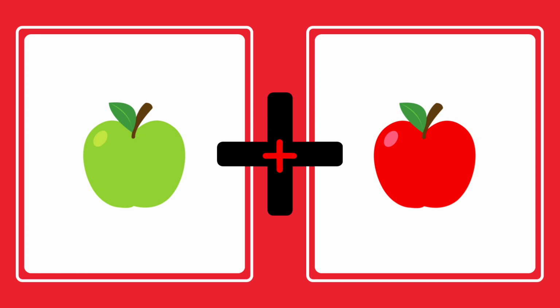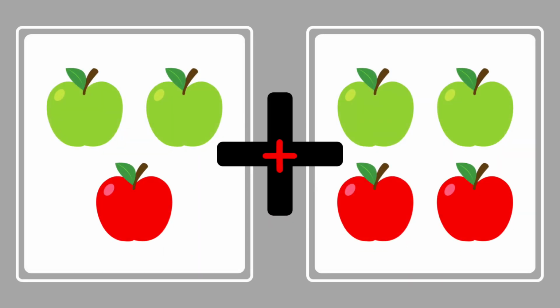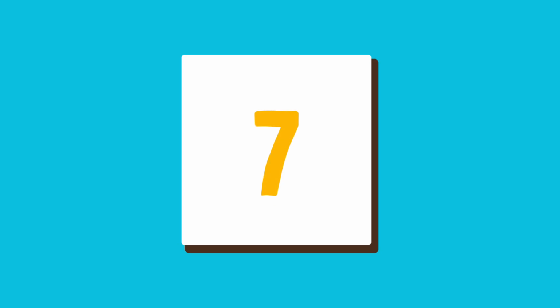One apple plus 1 more. The answer is 2. Three apples plus 4 more, how many? The answer is 7. Perfect.